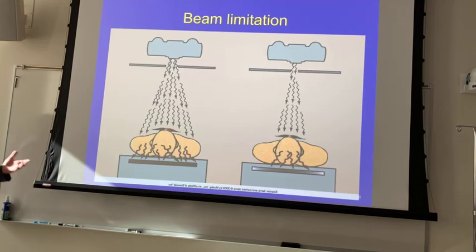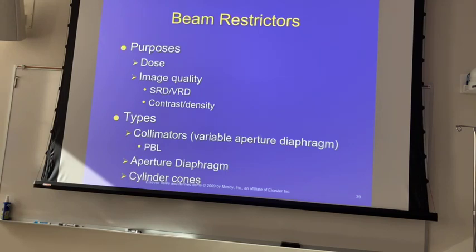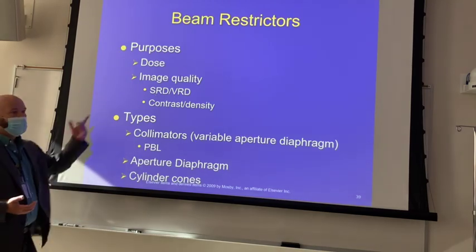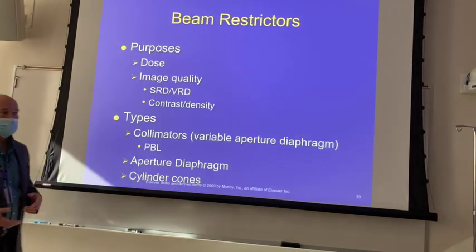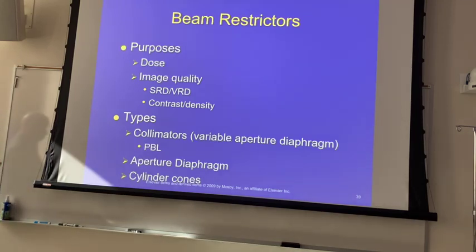So we increase our field size, and we're going to get more Comptons striking the image receptor. What do Comptons do to our image quality? It decreases image quality because it increases fog, right? So secondarily to patient dose, with the introduction of beam restriction, we've got an increase in beam or image quality.